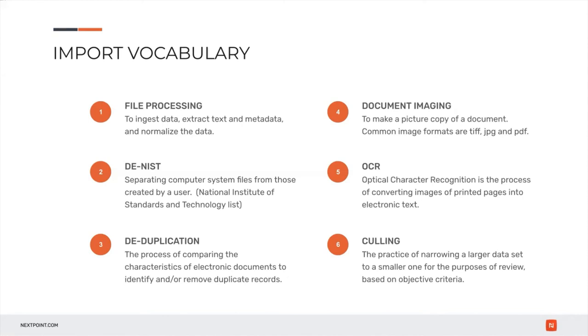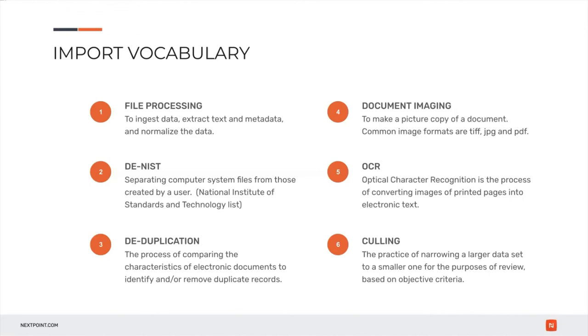But while the document is being imaged, it's also being OCR'd. What OCR stands for is optical character recognition, which is the process of converting images of printed pages into that electronic text. And this is what will allow you to actually search for certain words or key terms within those pictures and documents.